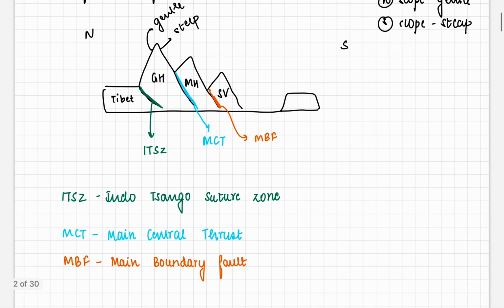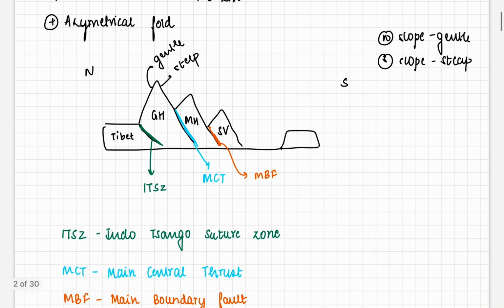When the three parallel ranges of Himalayas were formed, they created three zones of faults. The first one between the Tibetan Plateau Range and the Great Himalayas is the ITSZ, that is the Indus-Tsangpo Suture Zone. Between the Great Himalayas and the Middle Himalayas, we have the Main Central Thrust. And between the Middle Himalayas and the Shivaliks, we have the Main Boundary Thrust. The area between this was filled by the sediments which gave rise to the Great Plains.